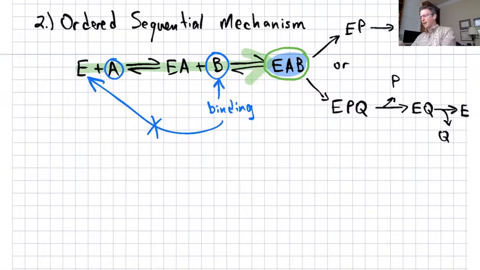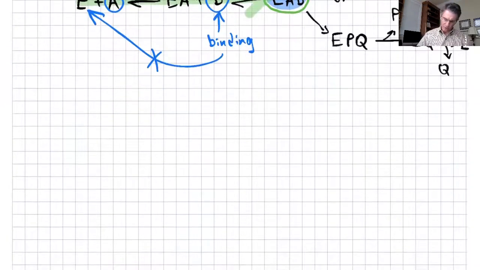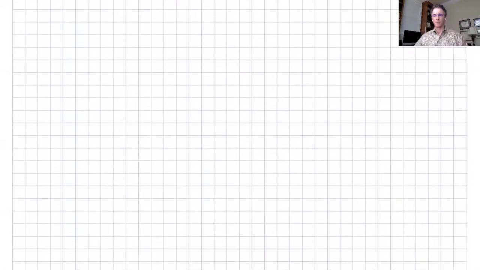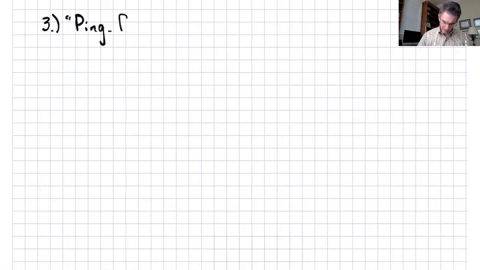Okay, the final example, again, just in general terms that we're going to think about in terms of mechanisms. The final big picture bisubstrate type of reaction is the so-called double displacement, or also more colloquially known as the ping pong mechanism, right?